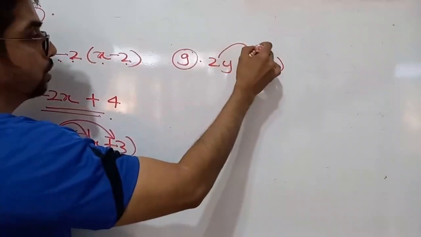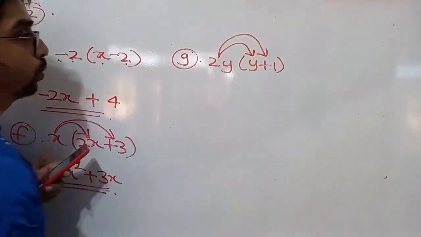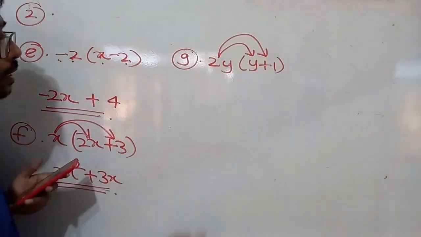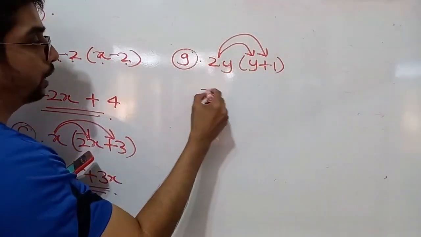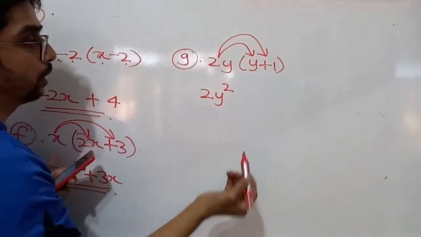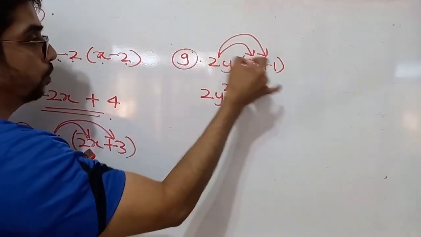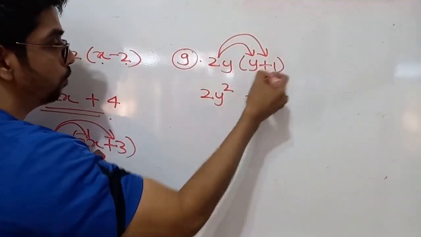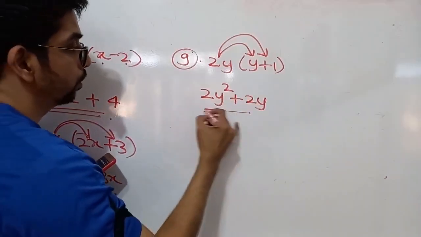Right? So just as before, we have to use 2y and multiply whatever's inside the bracket, right? So 2y times y, that is what? 2y squared. So this is a positive value, positive into positive. 2y times 1, that is what? 2y, positive into positive, that is also positive.